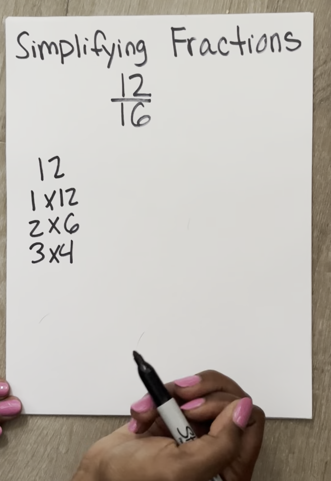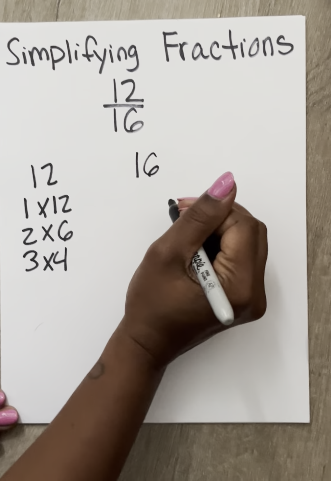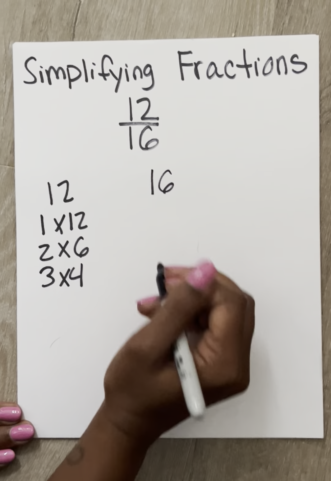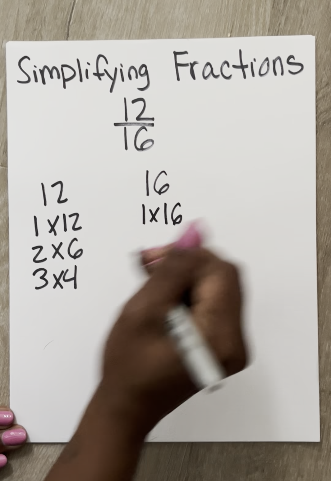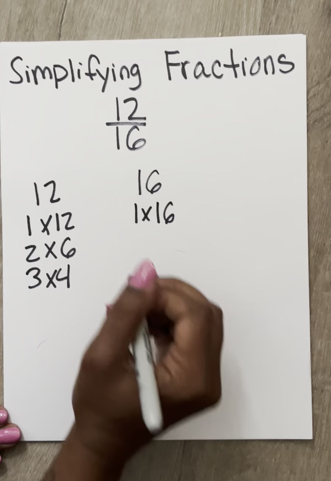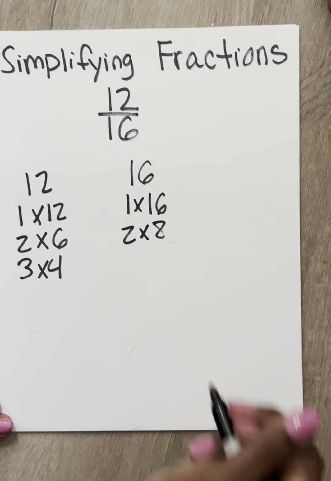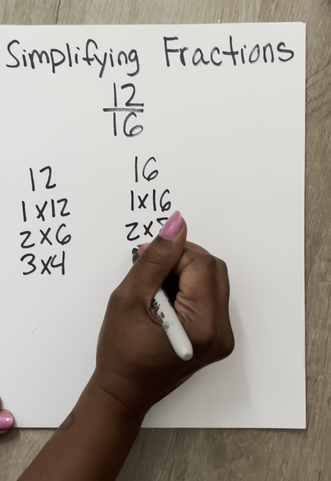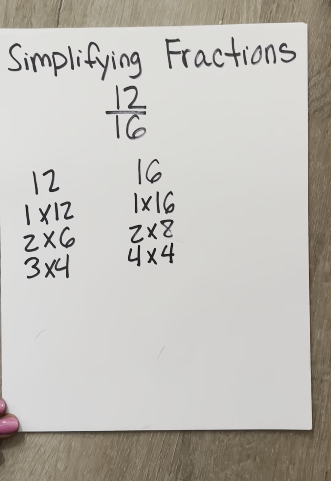And now for the denominator. So 16, I can multiply 1 times 16 to get 16, 2 times 8 to get 16, and 4 times 4 to get 16.